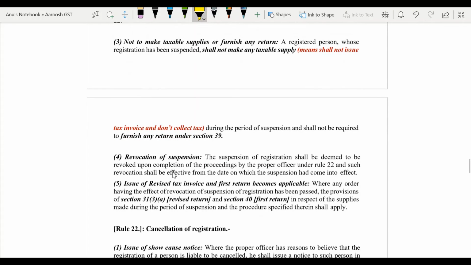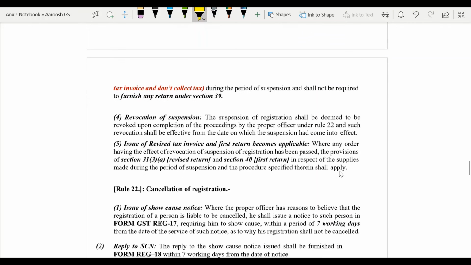Revocation of suspension. The suspension of the registration shall be deemed to be revoked upon completion of the proceedings by the proper officer under Rule 22, and such revocation shall be effected from the date on which the suspension has come into effect. 5. Issue of revised tax invoice and first return becomes applicable where any order having the effect of revocation of suspension of registration has been passed. The provisions of Section 31(3) and Section 40 in respect of the supplies made during the period of suspension and the procedure specified therein shall apply.